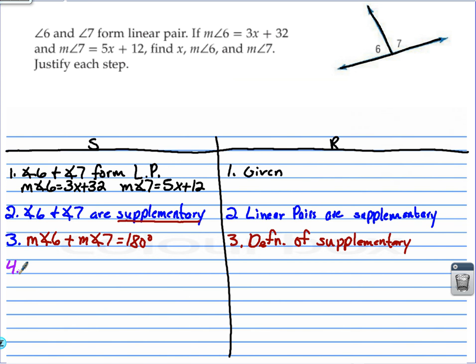Okay, now, we're trying to find x. It says justify each step. Really, they're not giving us a goal here. It just says find x. So what I'm going to do now, measure of angle 6, well, that's equal to this. Measure of angle 7, that's equal to this. You've already done these this year. You've just not had to justify each step. So the measure of angle 6 is 3x plus 32. Seems like a lot of unnecessary work. The measure of angle 7 is 5x plus 12, and I know that that adds up to 180. We substituted, guys. Substitution property of equality.